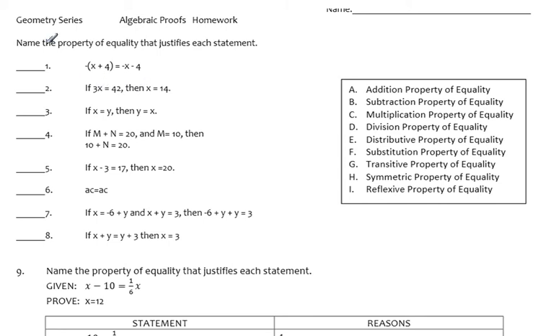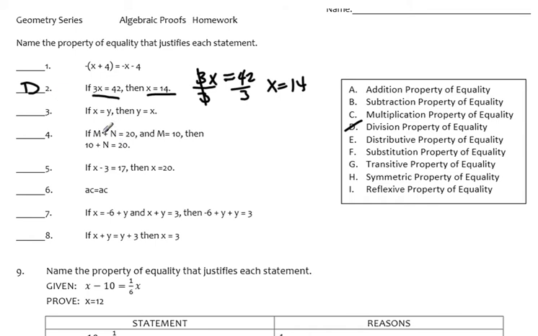Number 2, we're going to name the property of equality that justifies the statement. Our hypothesis is 3x equals 42, then x equals 14. So what step would we have to take to get 3x equals 42 to equal x equals 14? Well, if you were asked to solve this equation for x, you would have divided both sides by 3. And you would have been left with x equals 42 divided by 3, which is 14. So that's the division property of equality.